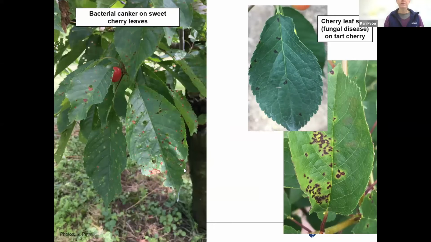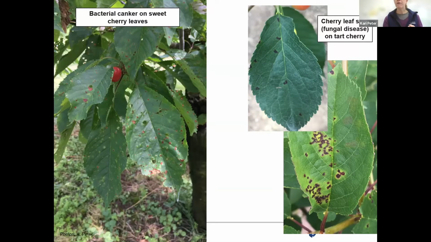This is a side-by-side picture of the bacterial canker pathogen on sweet cherry leaves and cherry leaf spot on tart cherry leaves. Now, you need to know the difference between these two because one's a fungal disease, one's bacteria, and you may say it's the same disease. It's not. Bacterial disease has that shot hole appearance, kind of speckling, the leaves are chewed up. There's a little more rhyme or reason to cherry leaf spot on tart cherry trees, where you'll see dark lesions and they'll often follow the veins of the leaf.